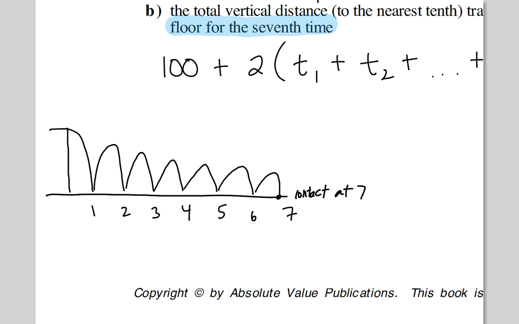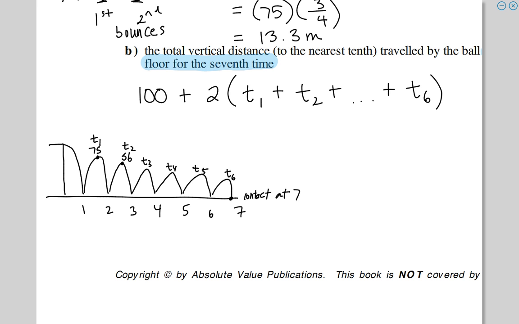Okay. And I think this was 75, term 1. 56 something, term 2. So term 3, term 4, term 5, and term 6. Contact at 7. So we don't need to include term 7. Do you see that? Really hard to think about on your own sometimes. Especially generating this formula here.